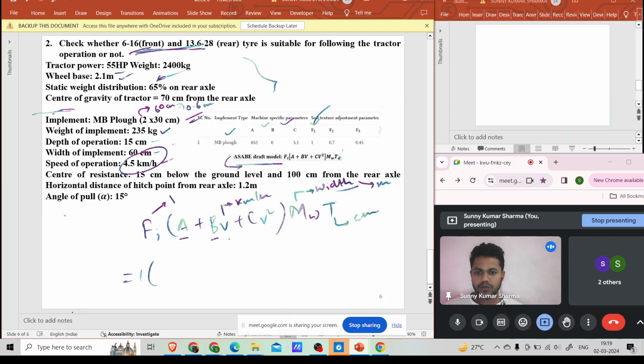Divide into 652, 0 into 3, is 5.9 into 4.5 square, into 0.6, is 50.